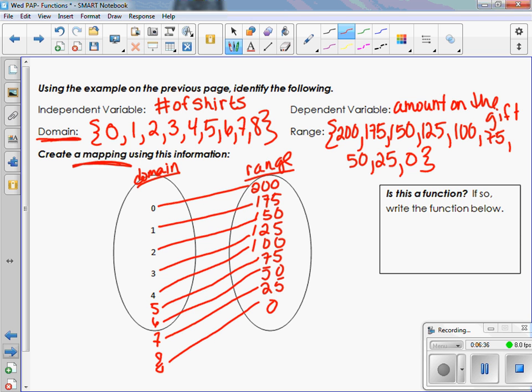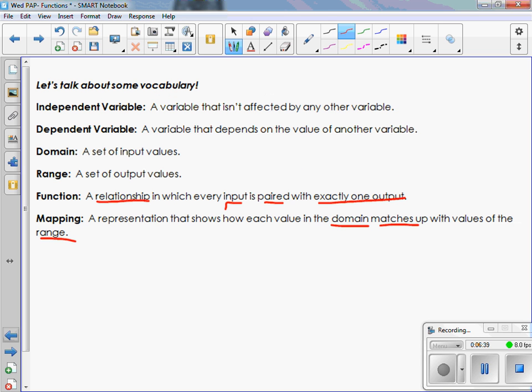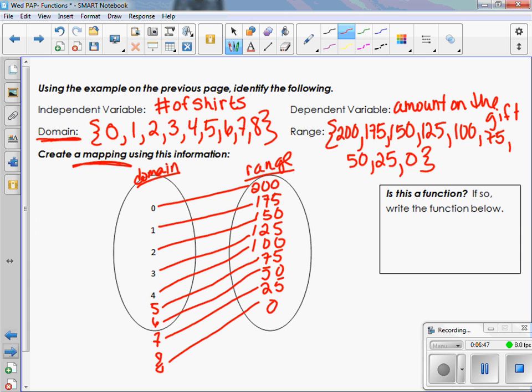So the last thing that we need to look at is, is this a function? Well, a function is a relationship in which every input is paired with exactly one output. So looking at this, does every input only have one answer? Yes. And so the way we write the function is what we call function notation. This means f of x, which is basically kind of like your y variable, but it just means the function output when I plug in any given x. That's what it means. So it is 200 minus 25 times whatever x is.